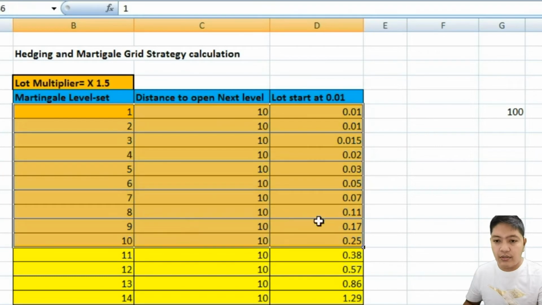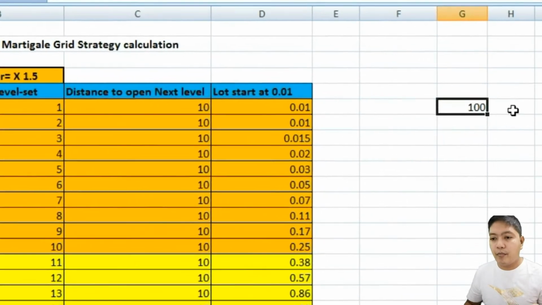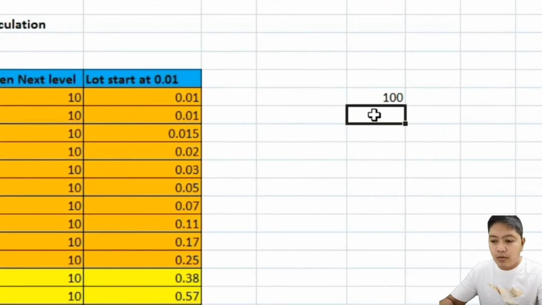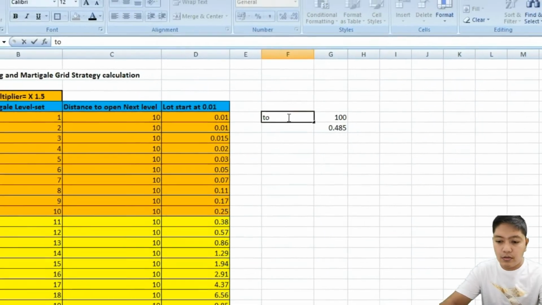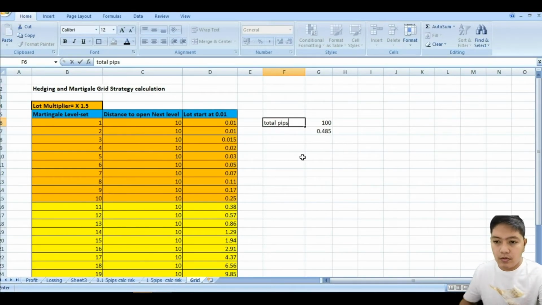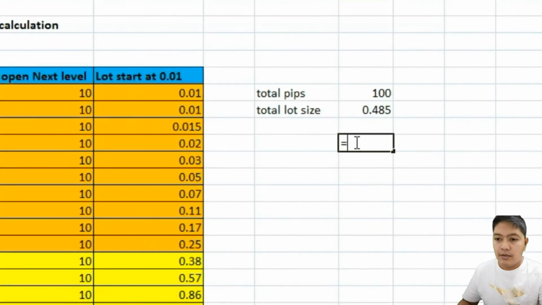Okay, this is your calculation. 10 levels will buy 100 pips on that particular pair that you're going to use, right? Okay, 100, and here is 0.485. So this is your total pips, and this is your total lot size. Now, how much is the calculation? So what you are going to do is the simple calculation: you have to multiply this total pips here by the total lot size, right?